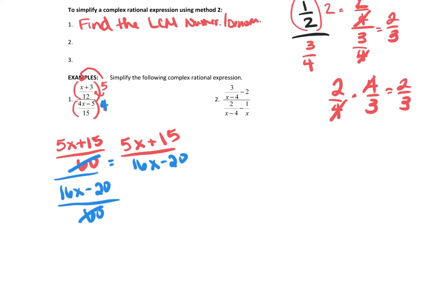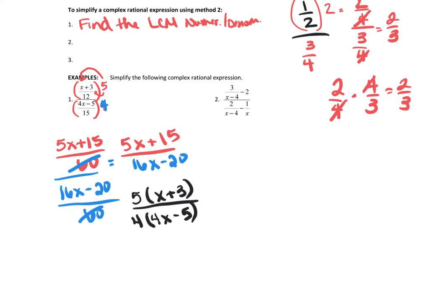Now, at this stage, I can go ahead and factor things out if I want to factor. So notice that 5x plus 15 has a 5 in common, so I'll factor it out. That means I'm left with x plus 3, because I want to see factors in the end. And over here, 16x minus 20. 16 and 20 both have a 4 in common. So I'm left with 4x minus 5. So this is the simplest form of how to write that using that particular method.